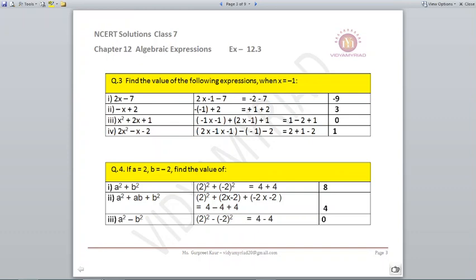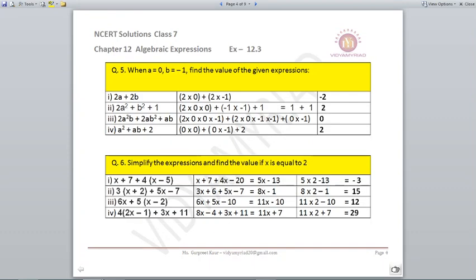Then, a square minus b square. It is the same thing which we have done in the first part. Only difference is first one is plus, third one is minus. So, result will be 4 minus 4, which gives you 0 as your final answer.